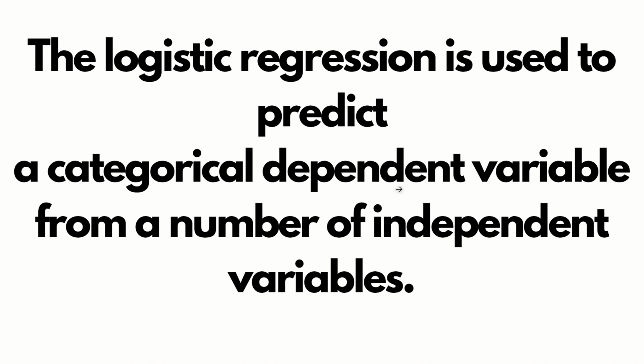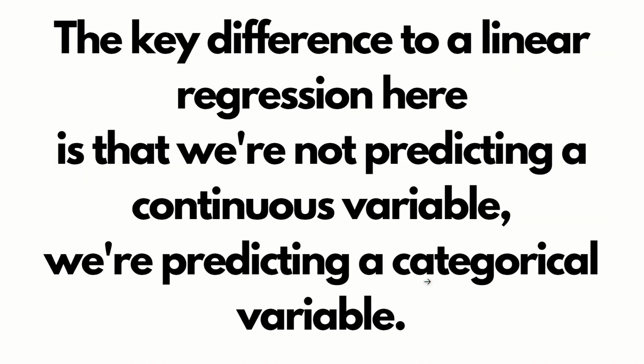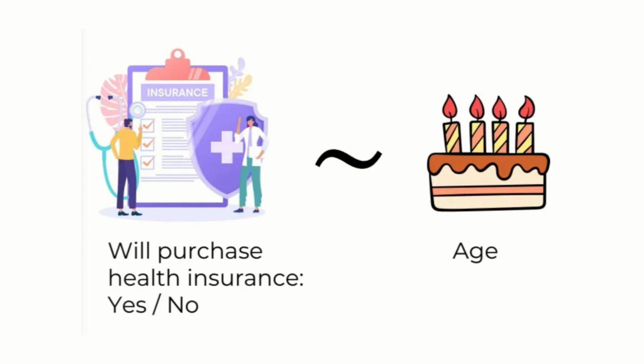Logistic regression is used to predict a categorical dependent variable from a number of independent variables. The key difference from linear regression here is that we are not predicting a continuous variable, we are predicting a categorical variable. For example, you might be working for an insurance company and you want to predict will somebody purchase a health insurance that your company is offering, yes or no. It's very simple, yes or no. It's a categorical variable. And you might want to predict this dependent variable based upon independent variables such as age.